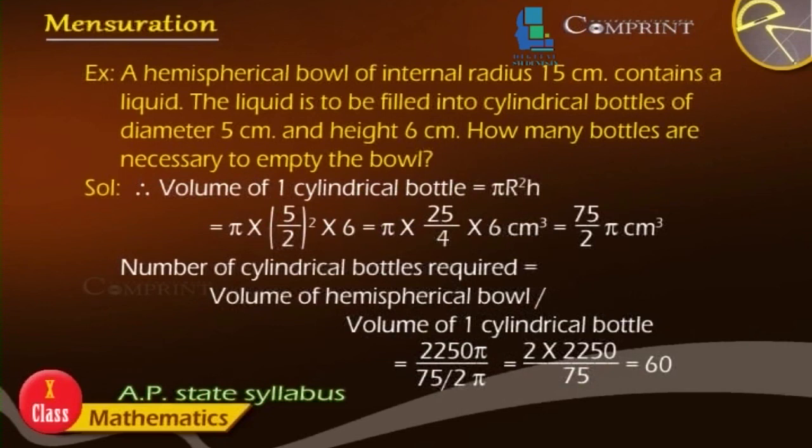Therefore, volume of one cylindrical bottle is equal to pi r square h is equal to pi into 5 by 2 whole square into 6 is equal to pi into 25 by 4 into 6 centimeters cube is equal to 75 by 2 pi centimeters cube. Number of cylindrical bottles required is equal to volume of hemispherical bowl by volume of one cylindrical bottle is equal to 2250 pi by 75 by 2 pi is equal to 2 into 2250 by 75 is equal to 60.